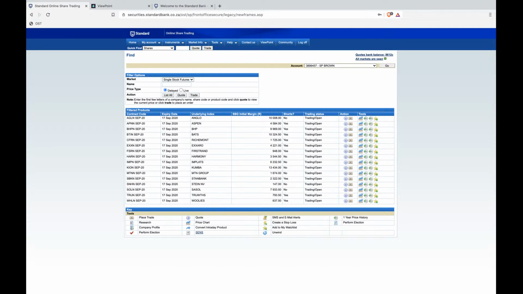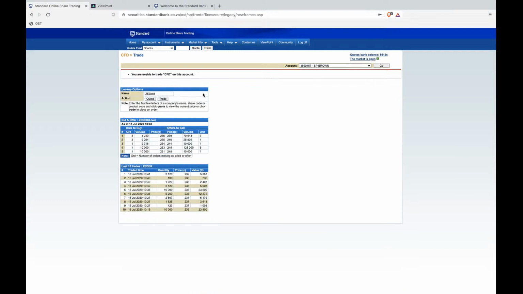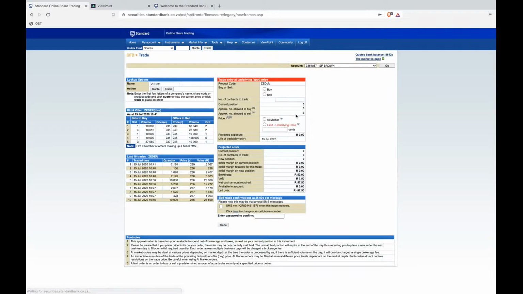Otherwise, as a percentage, if you were to buy one Zeta CFD, let me see if I can buy a Zeta CFD. Yeah, I don't have CFDs on this account, and I don't know that I have CFDs on any account. Sorry, too many accounts. And now, there we go. I do have a CFD enabled account.